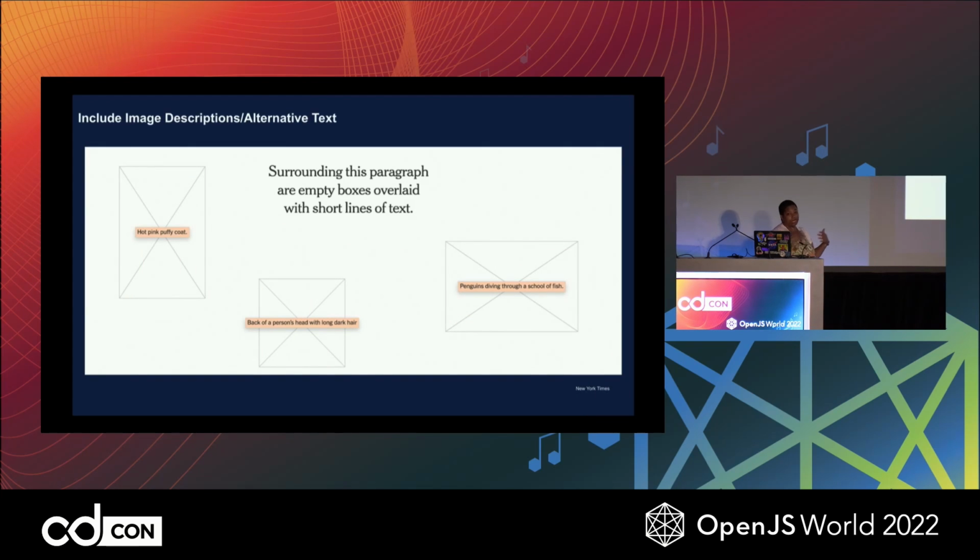Another thing is including images, image descriptions / alternative text. This is from the New York Times. There are 3 boxes on the screen. The first box says hot pink puffy coat. The next box says back of a person's head with long dark hair. And the next box says penguins diving through a school of fish. So surrounding this paragraph are empty boxes overlaid with a short line of text. It's always important to add alternative text. You don't know if somebody's in an area where they don't have good internet service or if they're using assistive technologies.